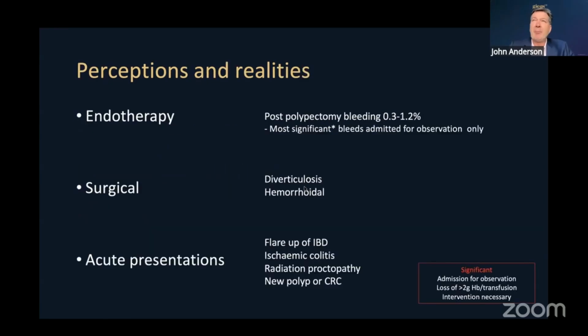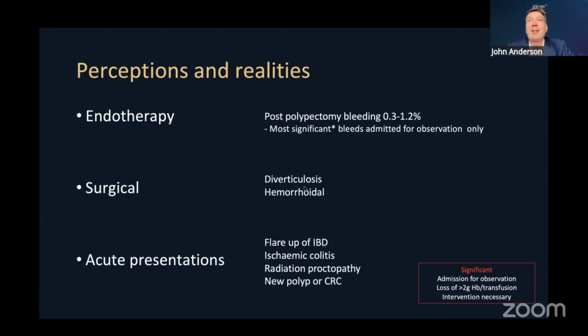Now, when David asked me to do this, I thought, what are my perceptions versus the realities? Well, my perception is endotherapy is largely around post-polypectomy bleeding. But actually, there's not very many of those. Most significant bleeds come in and they're observed and then they go home again without us doing anything at all. From my surgical colleagues, we tend to get the diverticular disease, which is bleeding, and all local anorectal, hemorrhoidal, benign stuff. And then the rest of the hospital send flare-up of colitis, which is sometimes a bit frustrating because they know what the diagnosis is.